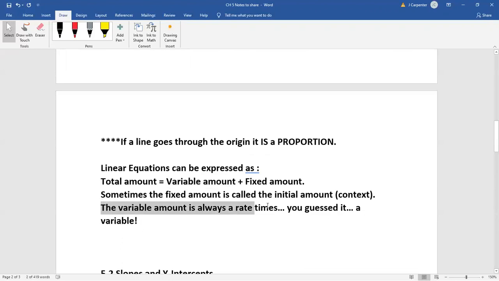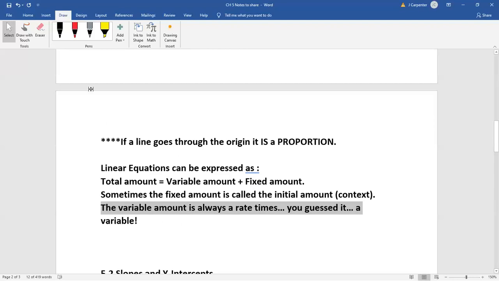The variable amount is always a product. It's a product of the given rate, the $2 per ticket, or the 8 pounds per gallon, or the 40 miles per hour. So that's the number for it, and then times a variable, whatever letter you're choosing, X, M, C. It doesn't have to make sense. You can pick any letter you like. I'd say go with X if you don't want it to make sense, or use C or M or V if you want them to make sense, like V for volume or M for minutes, things like that.